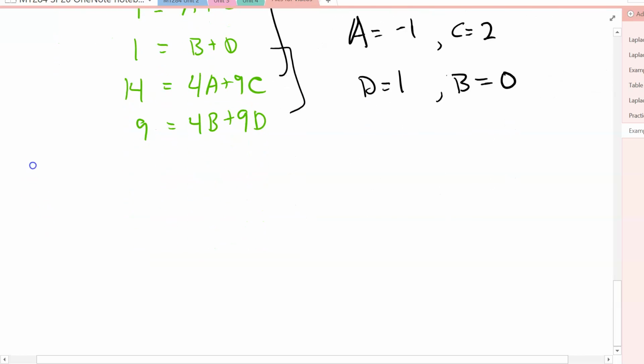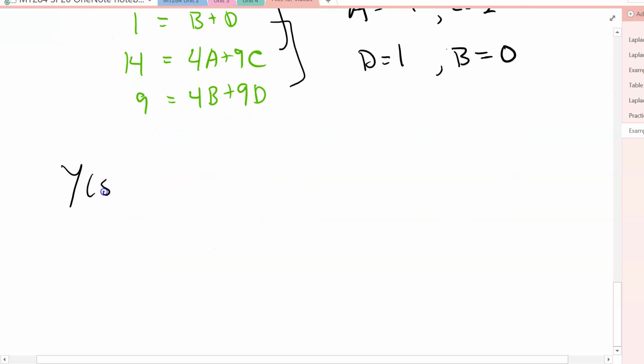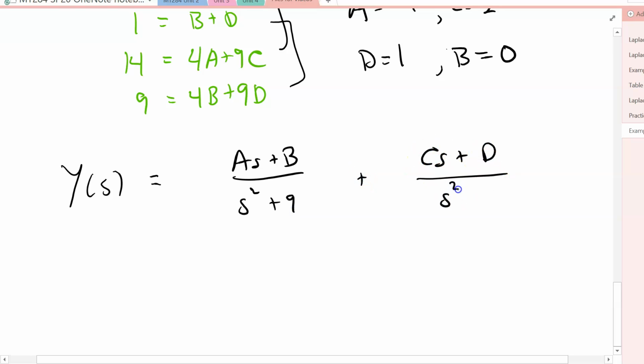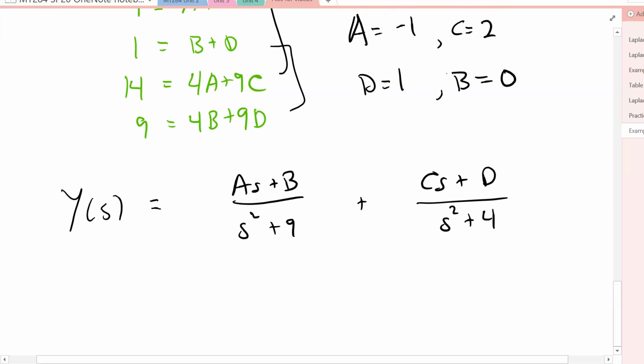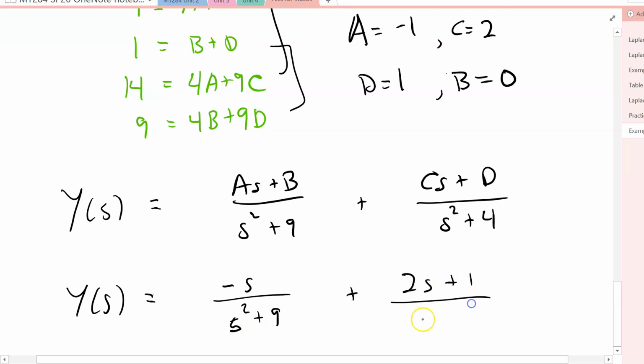Okay, now let's apply that. So what did we have before? We had capital Y of s equal to (as plus b) over (s squared plus 9), and then (cs plus d) over (s squared plus 4). Now we're going to plug in a, b, c, d as we found up above. Plugging in here, we end up getting just -1s plus 0 on top of this one, and then we get 2s plus 1 over s squared plus 4 here.